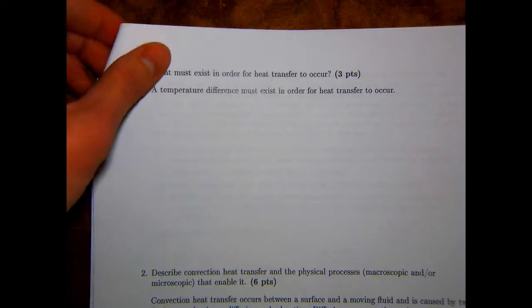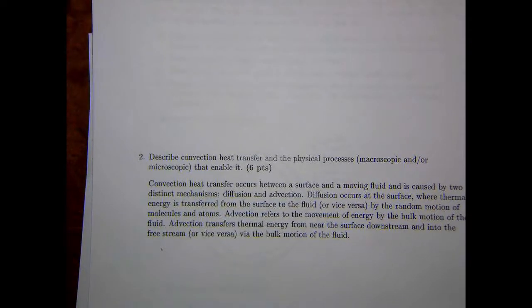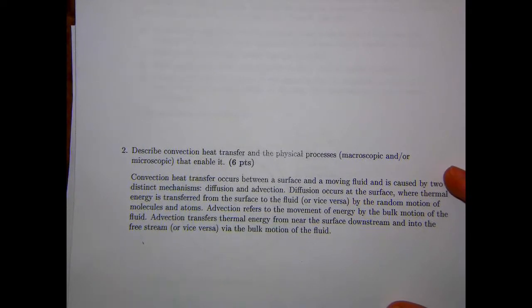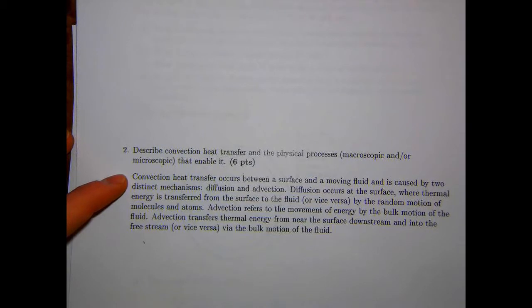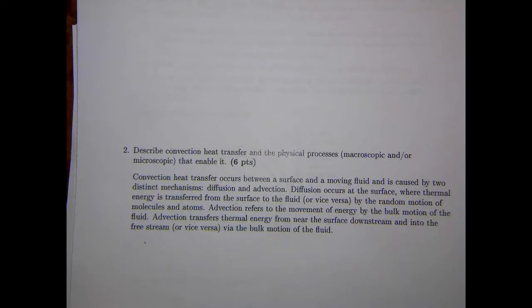And then the next question was just describing convection. And we've talked about this several times in lecture. So it's heat transfer between a surface and a moving fluid. It consists of two mechanisms, diffusion and advection. Diffusion is the heat transfer that occurs based on the microscopic motion of molecules and atoms, and then advection is due to the bulk motion of the fluid. So that's really what I was looking for there, just the description that we've gone over in lecture.